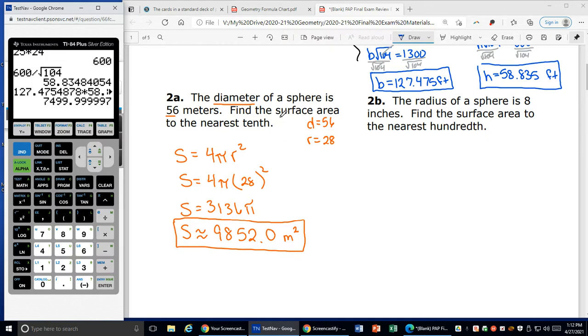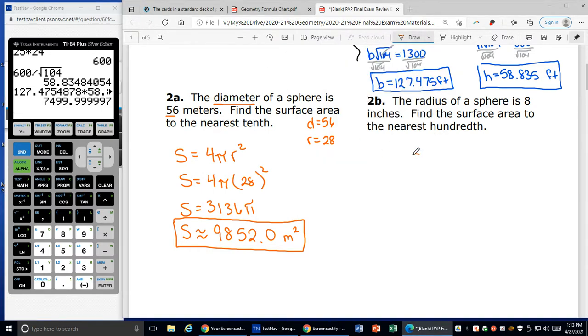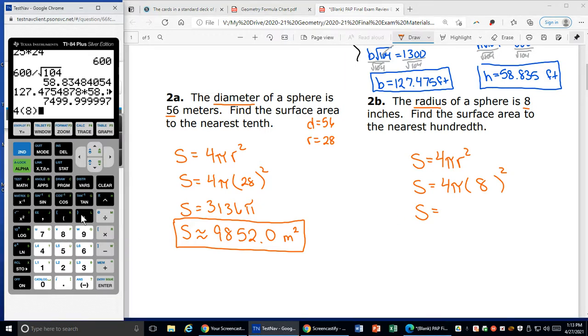So surface area of a sphere. Same as 2A, so I'm going to use the same formula. S equals 4 pi r squared. S equals 4 pi, my radius, they gave me the radius, is 8 squared. So S equals 4 times 8 squared, 256 pi.